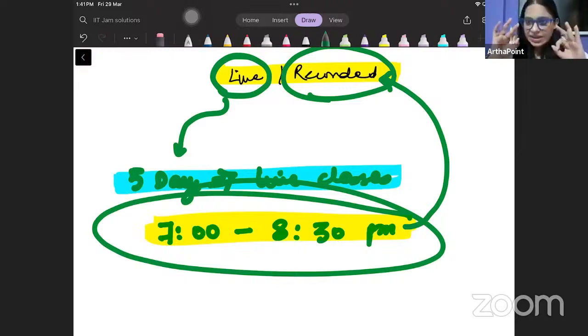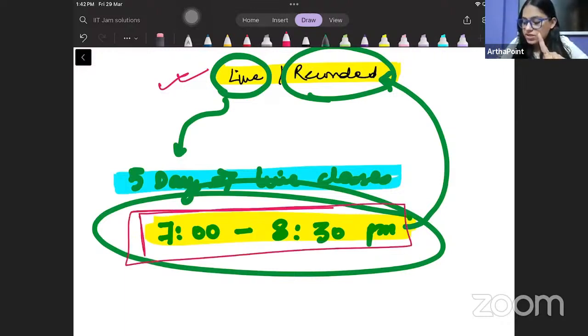It is my high suggestion, I highly recommend, to go for a live batch, because in this there is an interaction that you have with me. So it helps you get more understanding about the subject, right? You should be going for a recorded batch only if you think that you have some constraint during these hours.